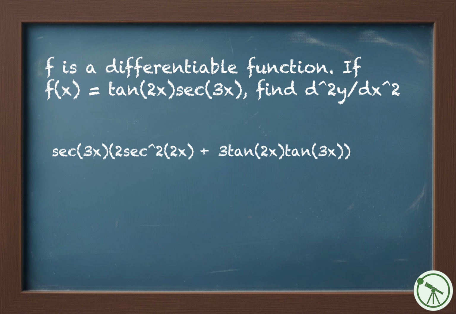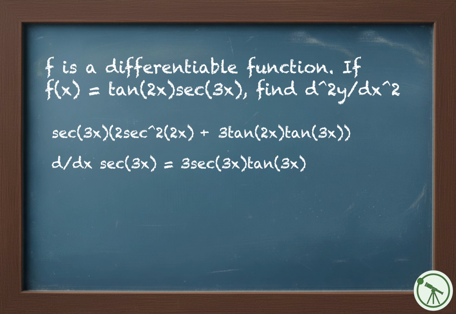The first step to finding the second derivative is to notice the two parts of the function that we have so far. We have two functions being multiplied together. Remind you of anything? That's right, it's the product rule. On one hand, we have secant of 3x, and on the other, we have something much more complicated, 2 secant squared of 2x plus 3 tangent of 2x times tangent of 3x.